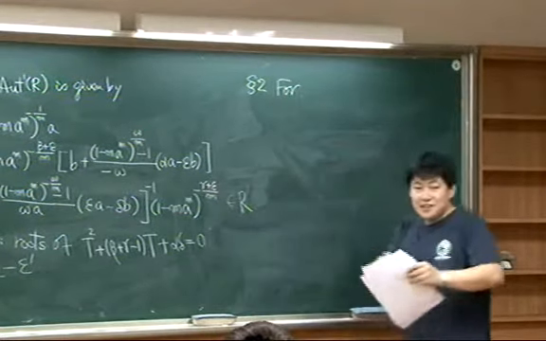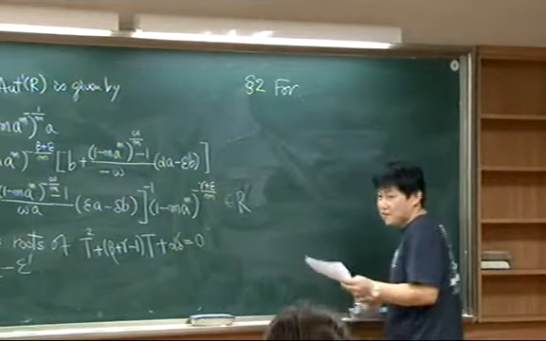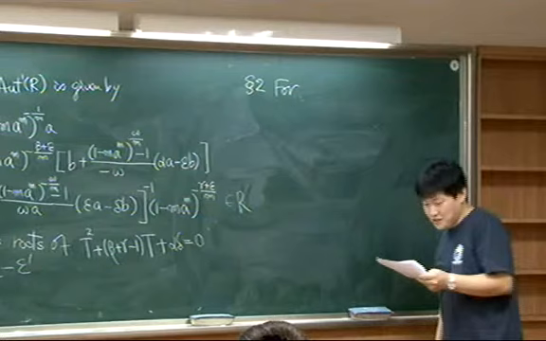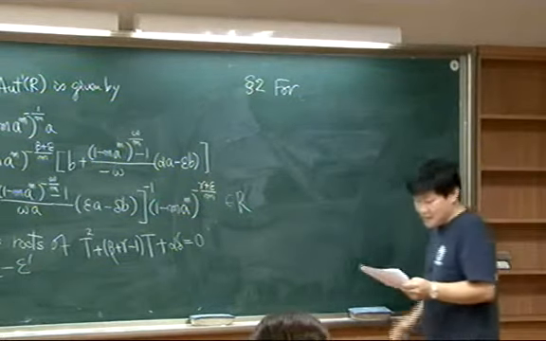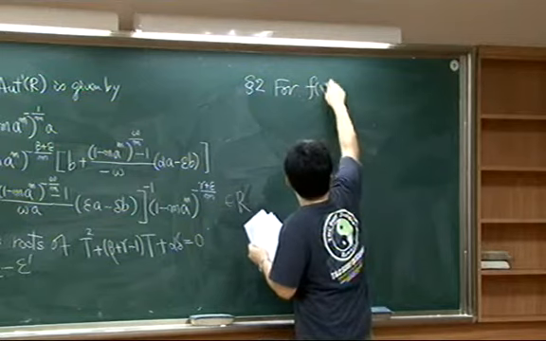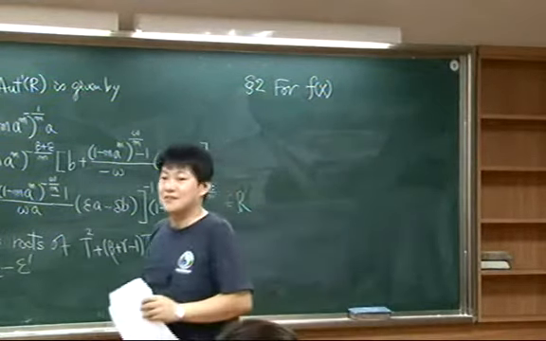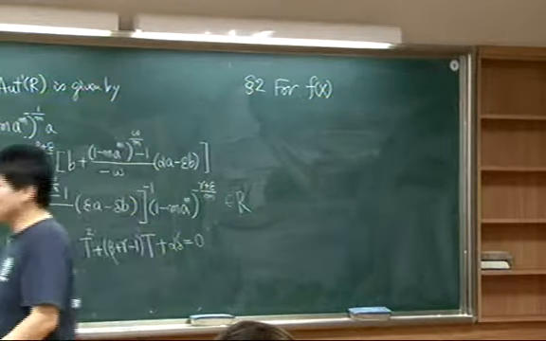To consider the linear combination of dm, I need some good notation. Actually, this notation is used by Zagier. So let f of x be... Yes. Before we go further, let me ask some questions on this Lie algebra side.